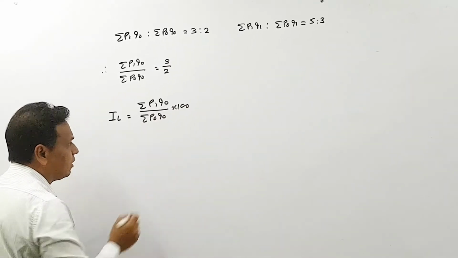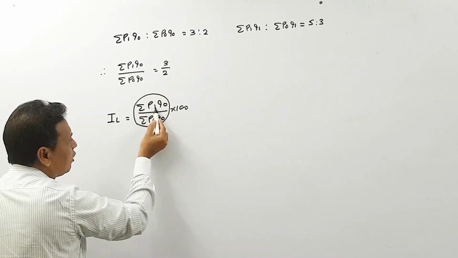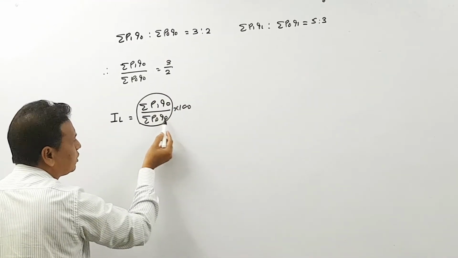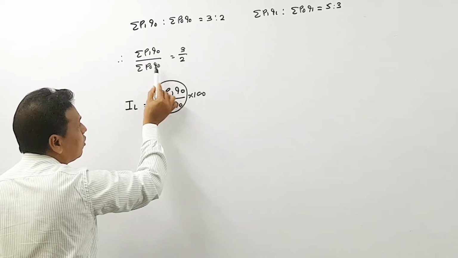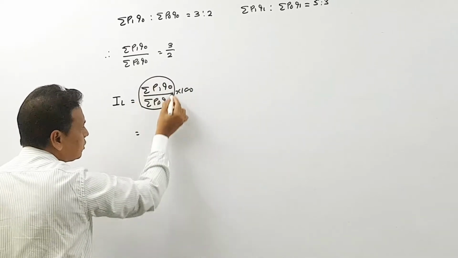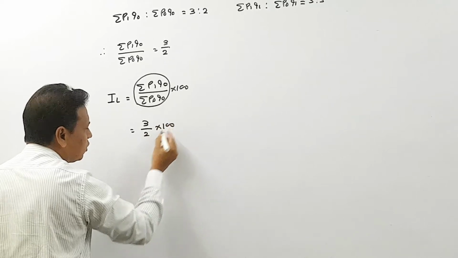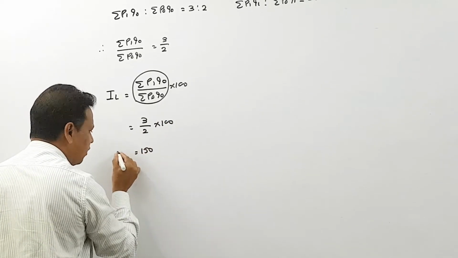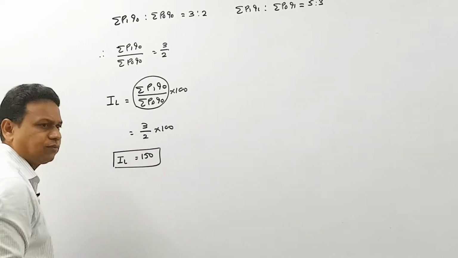Please pay attention here. My dear friends, this information is available. Sum of P1 Q0 divided by sum of P0 Q0, it is equivalent to 3/2. So I would like to replace the whole thing by putting 3/2 into 100. So I got my answer, 150. It is my Laspeyres index number.